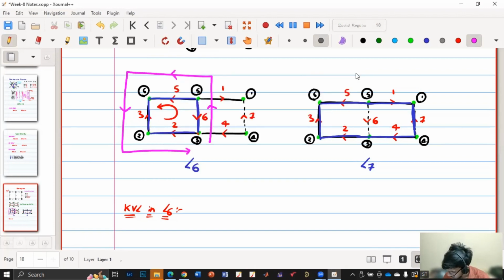Not exactly. Okay, so if current direction is this, this is plus, this is minus. Now you tell me. From 3 to 5, 5 to 6, 6 to 2, 2 to 3. We are starting from here. If you are going to higher potential, it is plus. If you are going to lower potential, it is minus. Can you tell me?